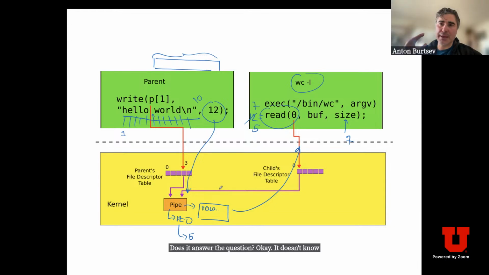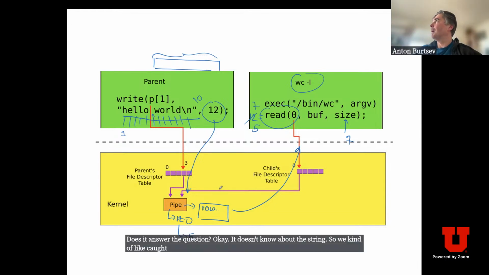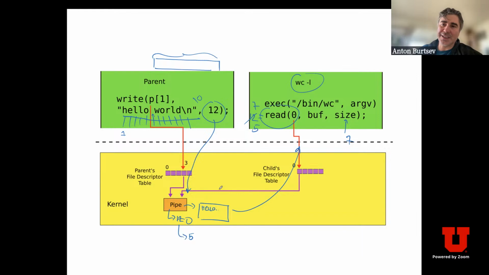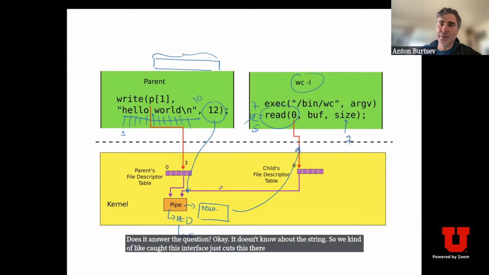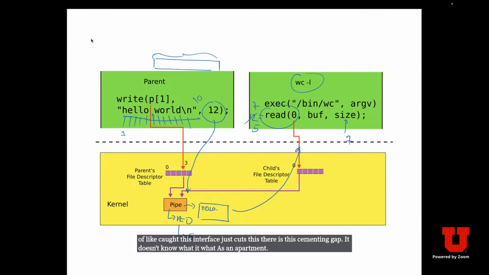It doesn't know about the string. We cut this at the interface. There is this semantic gap. It doesn't know what is in a pipe. I see. Okay, other questions.